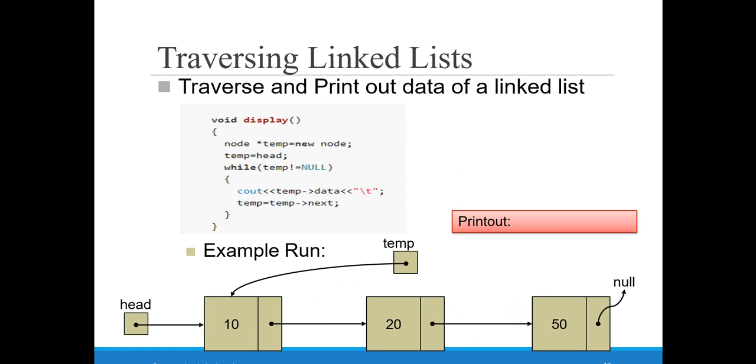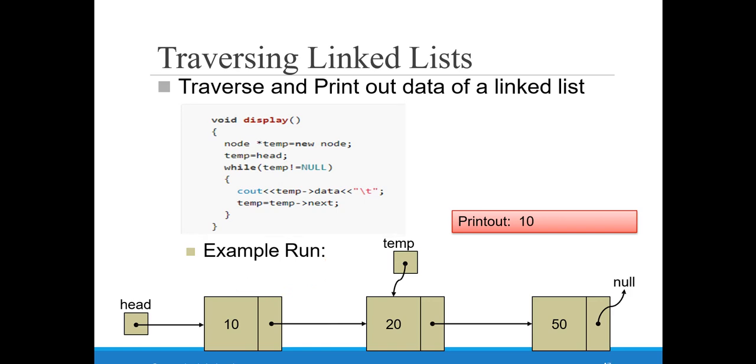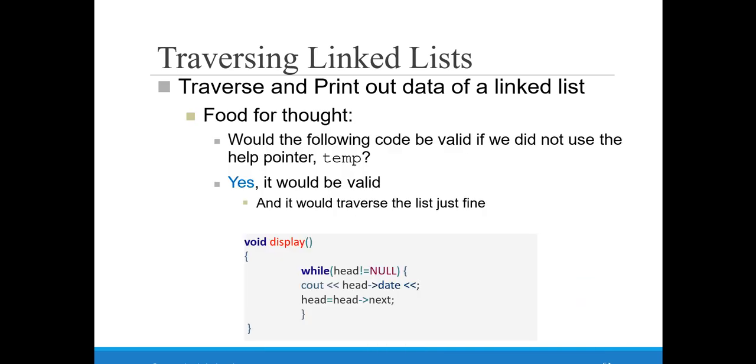So here we'll print out 10. Then we'll move to the next node. I will remove this line. It will print out 20. Then it will move to the next node. So move to the next node until it prints 50. Then after 50, it points to the null, and it breaks my loop. Done. We are done with this.